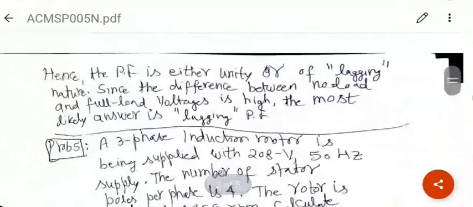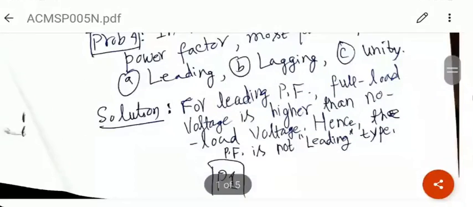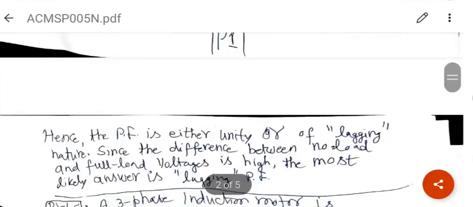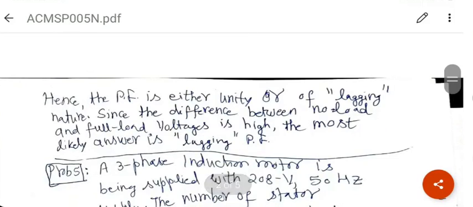Okay, so this is written here as well. For leading power factor, full load voltage is higher than no load voltage, hence the power factor is not leading type for sure in this case. And it is either unity or lagging type. But the difference between no load and full load voltage is high, so most likely we are looking at lagging power factor.